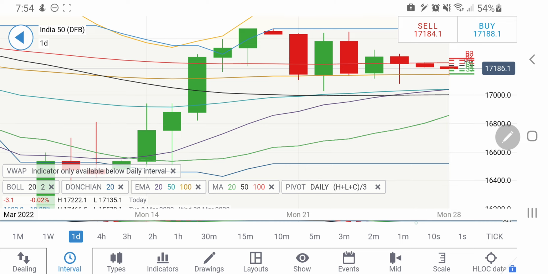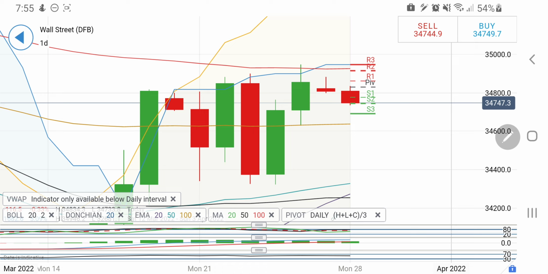Now let's have a look at US30. On the daily charts of US30, you can find lower highs out there, and any long entry is only recommended beyond 34,900. If you see it trading above 34,900, then only I will recommend that one can go long. Towards 34,850, one can expect 34,950 levels.